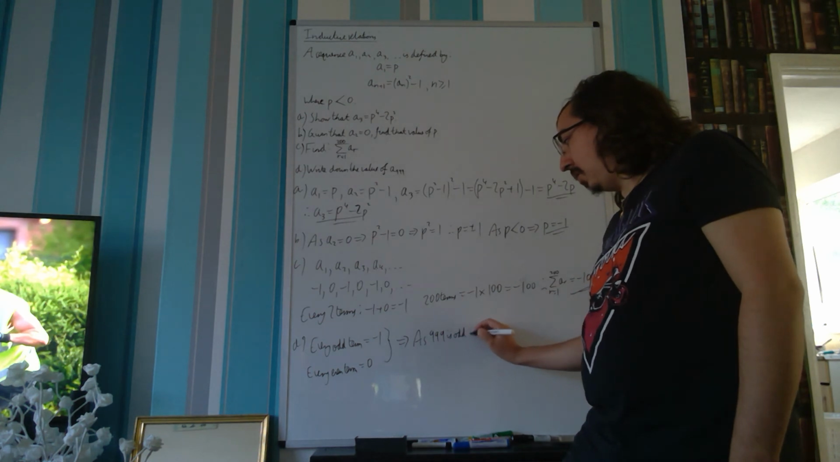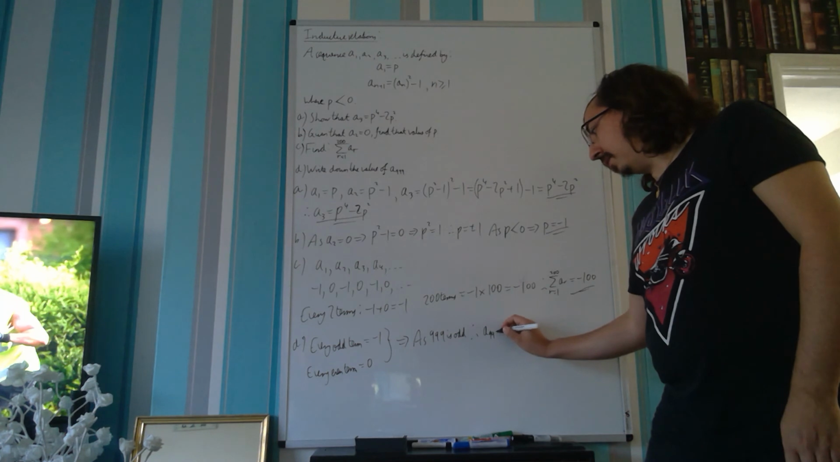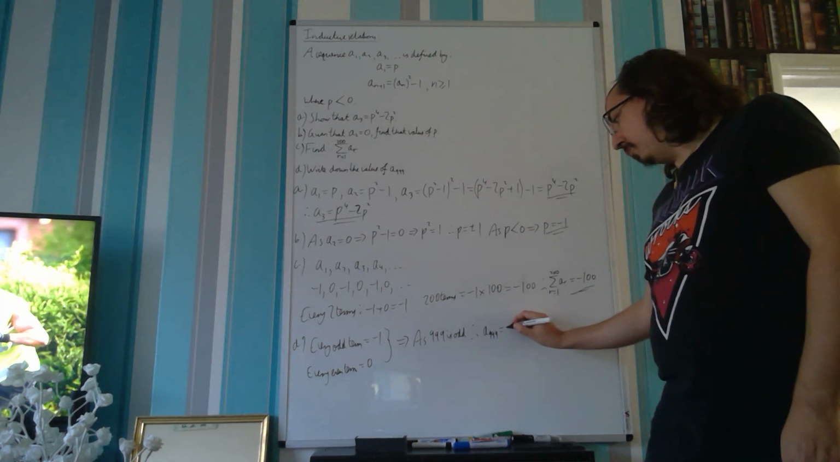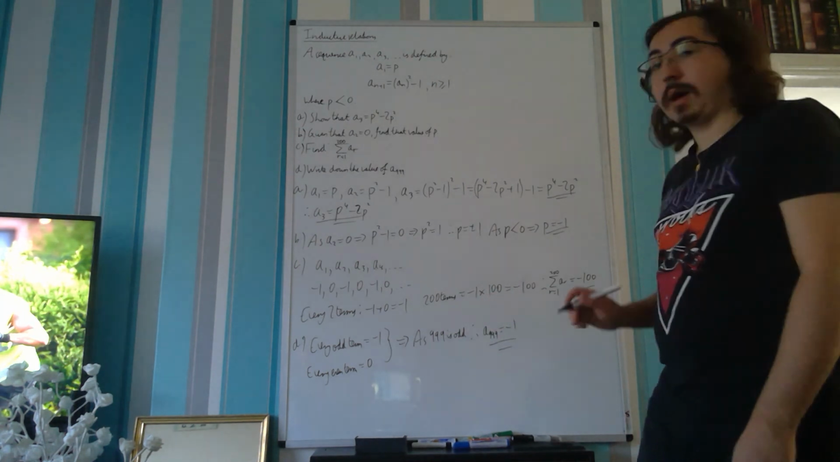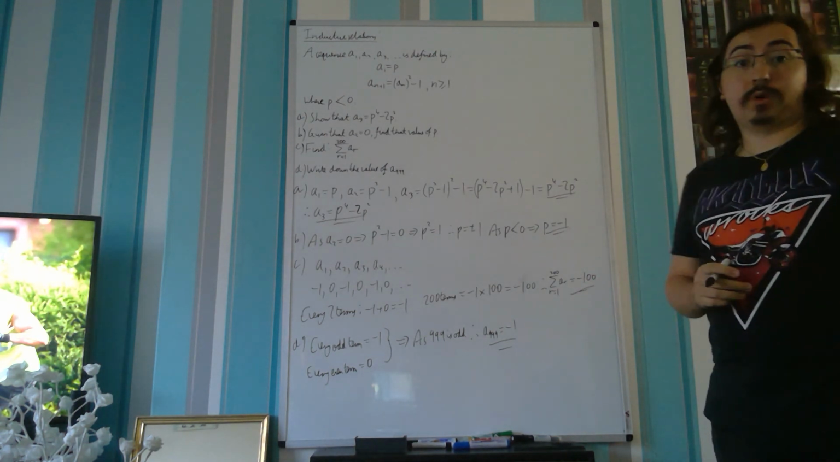So putting those together, it implies as 999 is odd, therefore a999 must be equal to -1 because it's an odd term. And that's how we solve this problem.